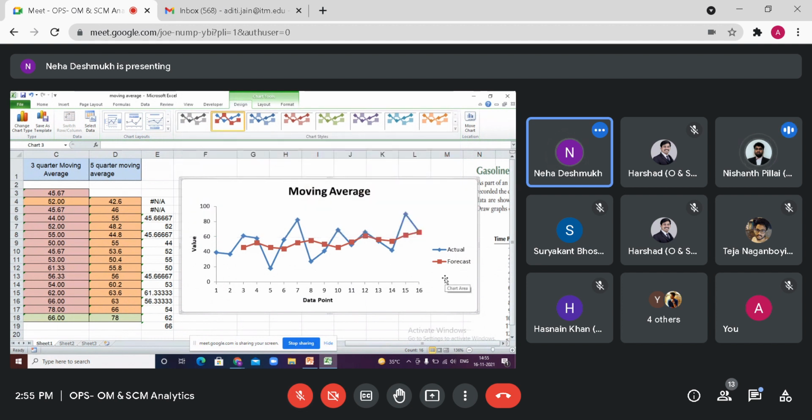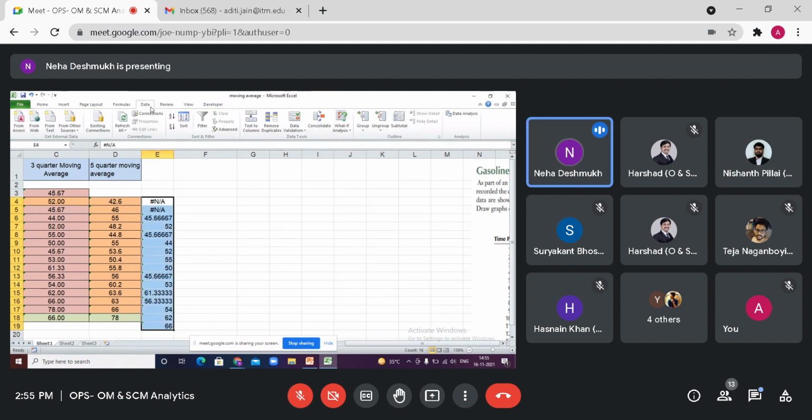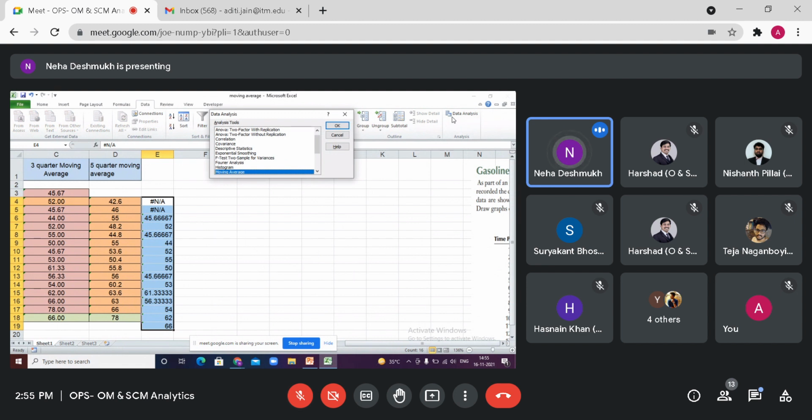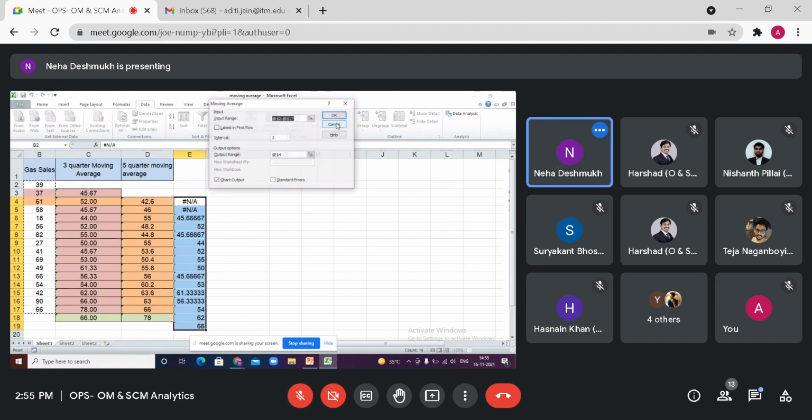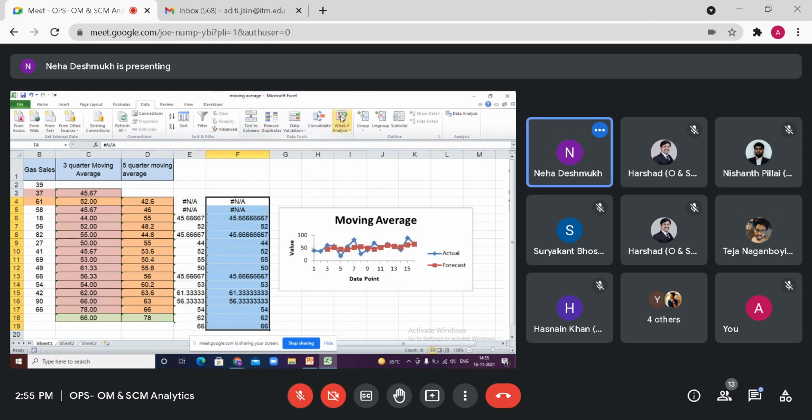Ma'am, can you repeat this part again? Yes. Data, data analysis, moving average. Okay, input range, this one. Interval 3, output range. Let's select here, this one, and chart output. Select this checkbox. Ma'am, chart output directly gives both chart and data. Okay, same, right?